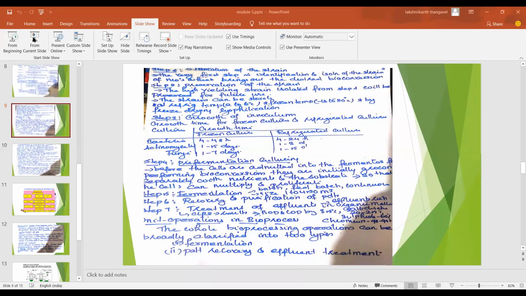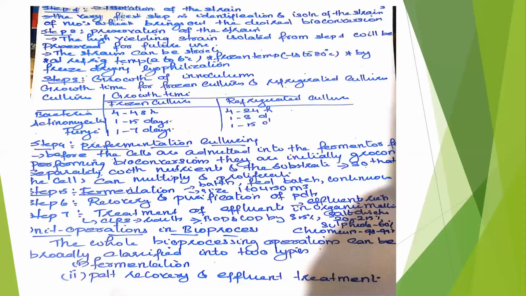Okay, so last class we studied the history and development of bioprocess technology, the role of the bioprocess engineer, and then the outlines of integrated bioprocessing technology. The next topic is the unit operations involved in bioprocess. The whole bioprocessing operation can be classified into fermentation, product recovery, and effluent treatment. Fermentation is otherwise called upstream, and product recovery and effluent treatment are otherwise called downstream.